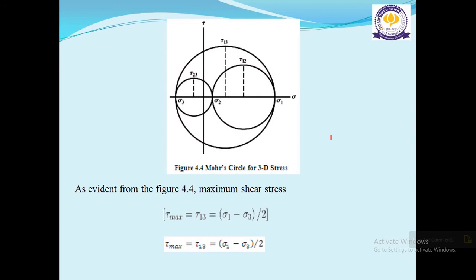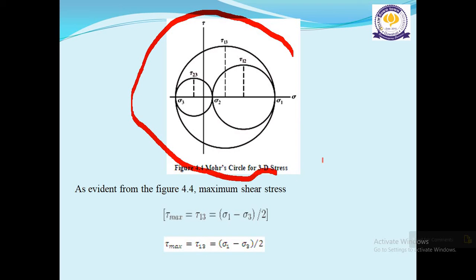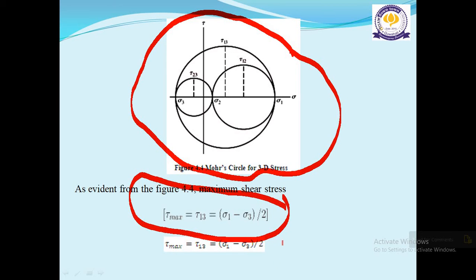Next, here you can see the figure of Mohr's circle for 3D stress. As is evident from this figure, maximum shear stress is tau max equal to tau 1 3, which is sigma 1 minus sigma 3 divided by 2.